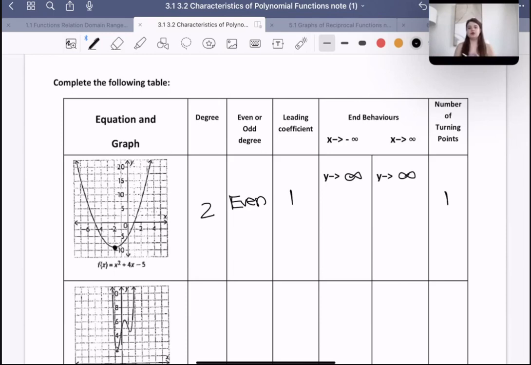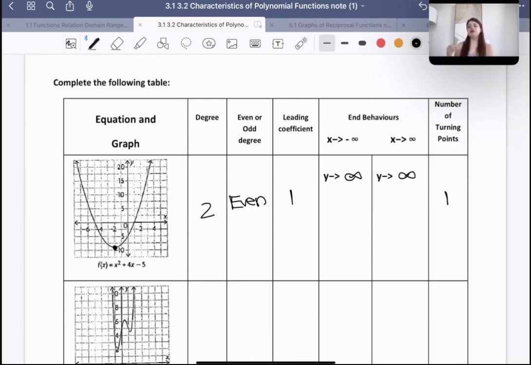For degree 3 polynomials, they can have up to 2 turning points. We have to look at the graph to decide that, but the maximum they could have would be 2. Most degree 3 polynomials do have exactly 2, but some don't quite have 2. Some might just have 1 or something. So do keep in mind that the number of turning points is not always 1 less than the degree.